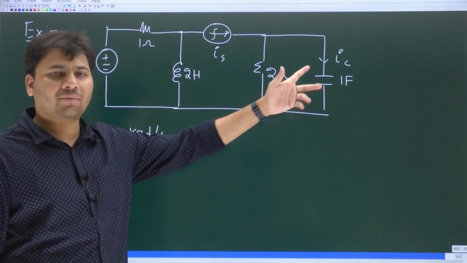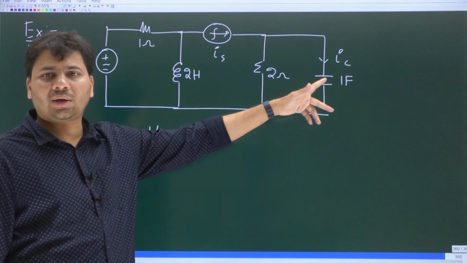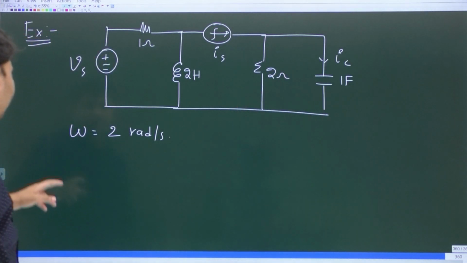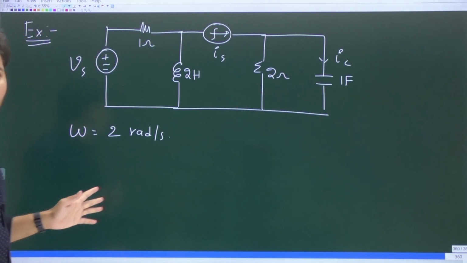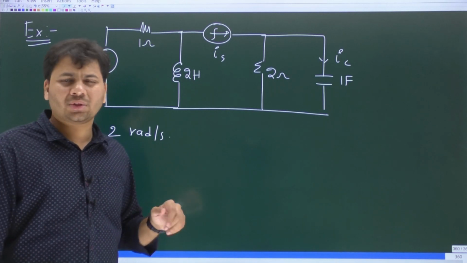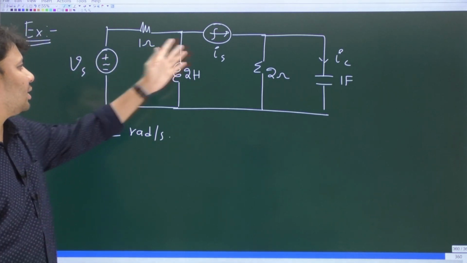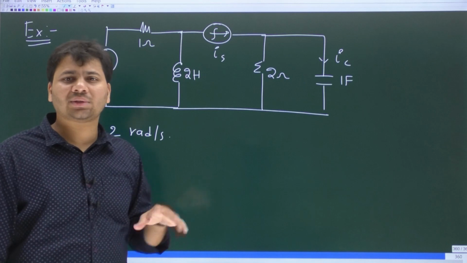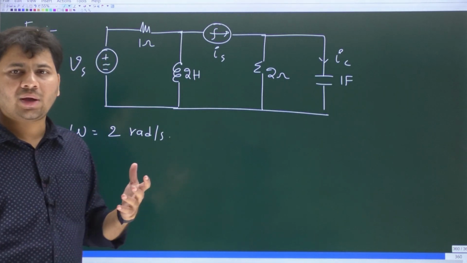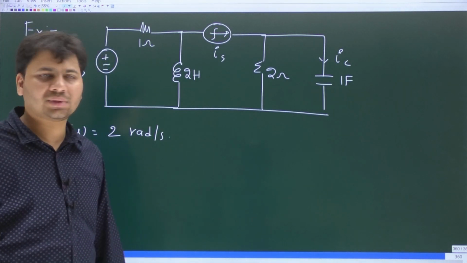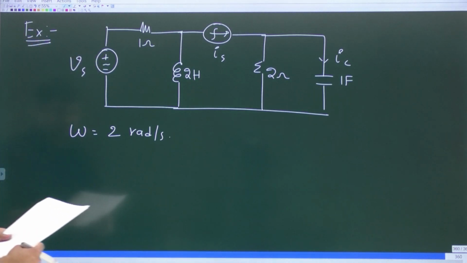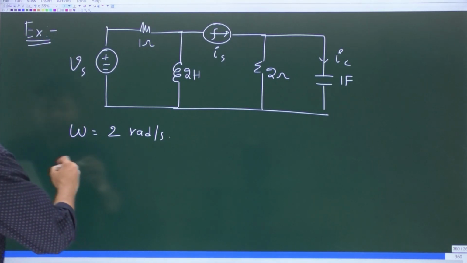The capacitor value is 1 farad, and the current through this capacitor is IC. The operating frequency of this circuit is 2 radians per second. You can assume that both the sources, Vs and Is, are at the same frequency, 2 radians per second. That is the operating frequency of the circuit.